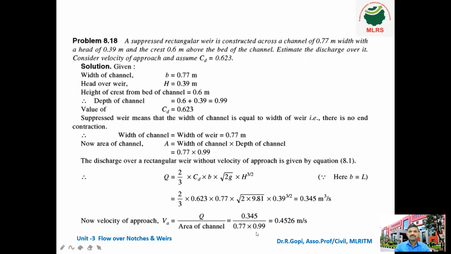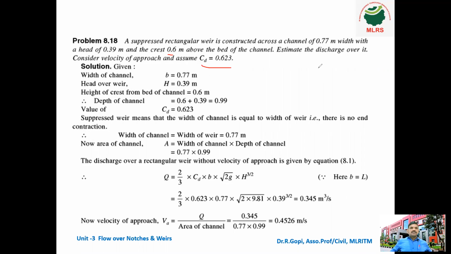So next we will see the next problem. A suppressed rectangular weir is constructed across a channel of 0.77 meter width with head of 0.39 meter and the crest 0.6 meter above the bed of the channel. Estimate the discharge over it. Consider velocity of approach and assume CD is equal to 0.623.